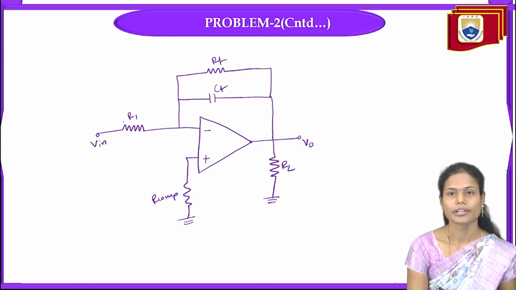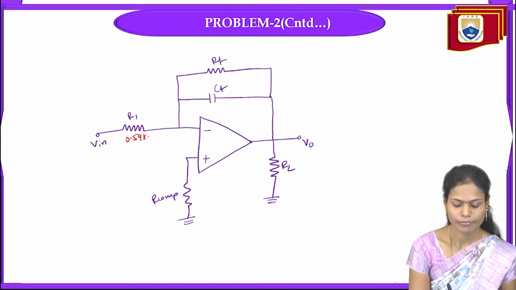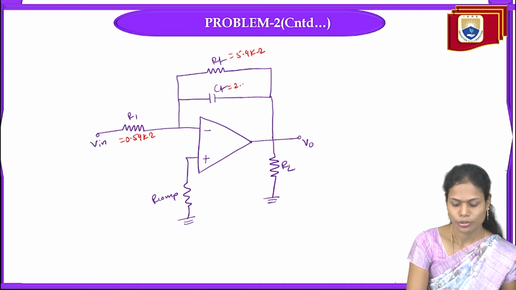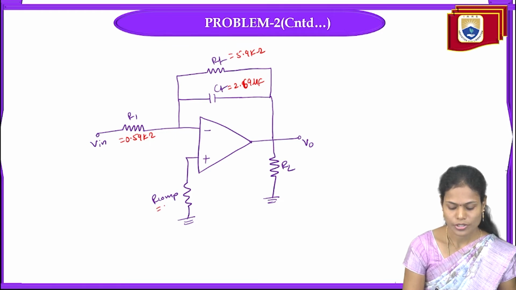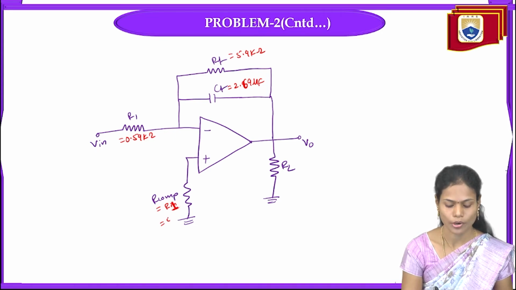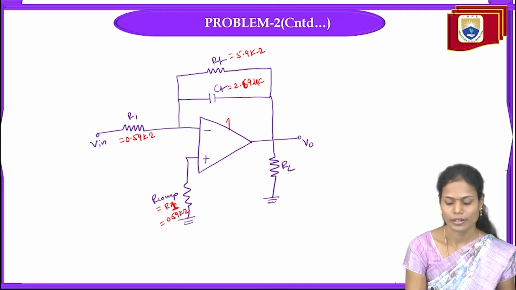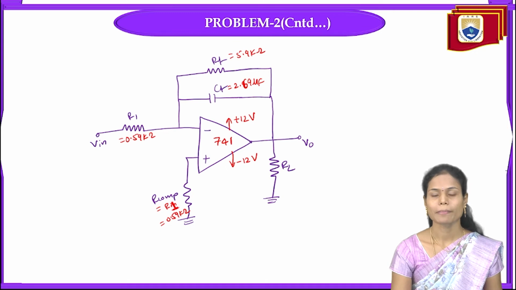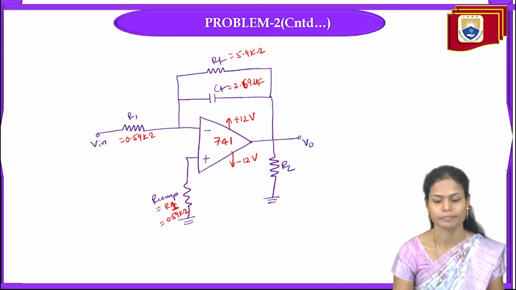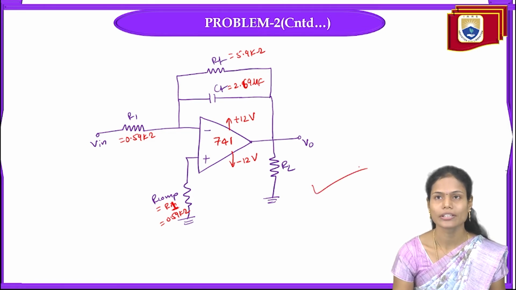So here, indicate the values R1 equal to 0.59 kilo ohms, RF equal to 5.9 kilo ohms, and CF equal to 2.69 microfarads. And R compensation is almost equal to the R1 resistance, that is 0.59 kilo ohms. And along with this, plus 12 volts as well as minus 12 volts in order to run this particular IC. So, this is the practical integrator to integrate the minimum of 100 Hz input signal. So, this is the required circuit for the given problem here.